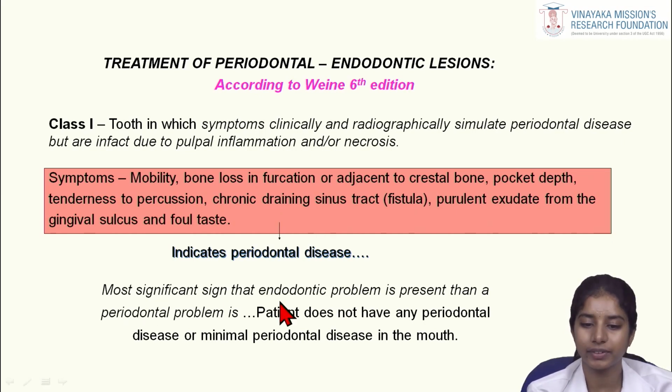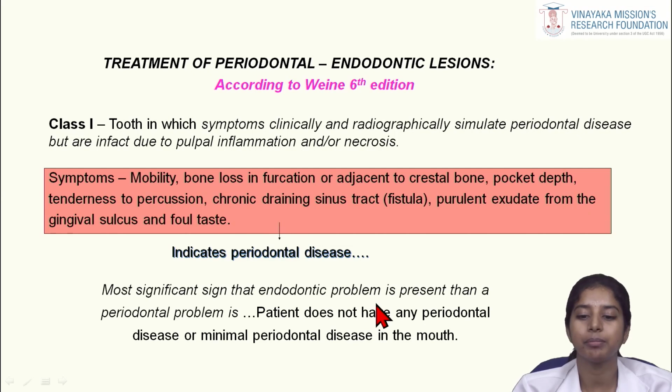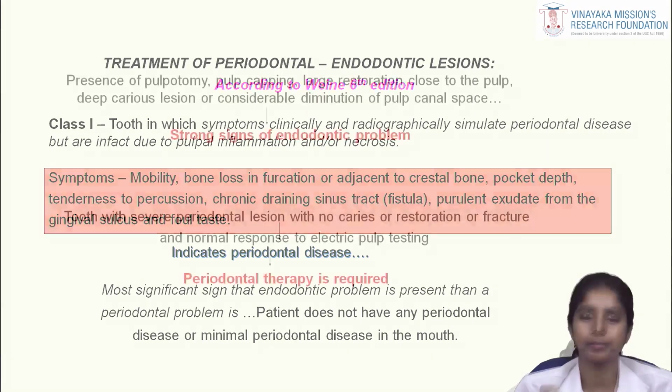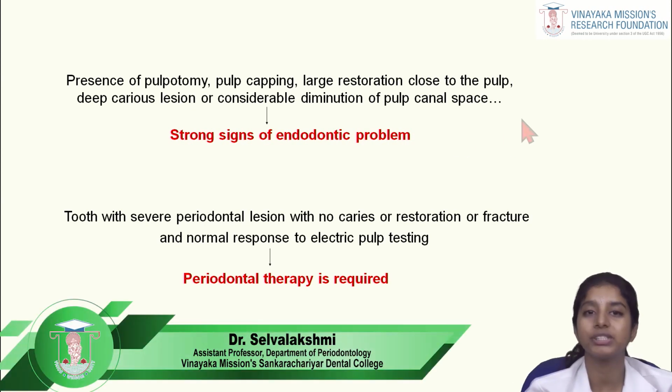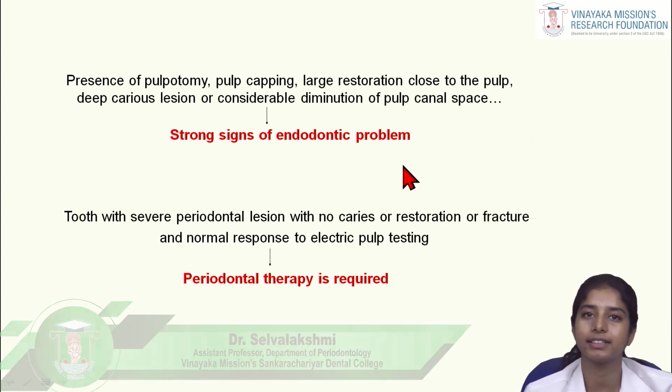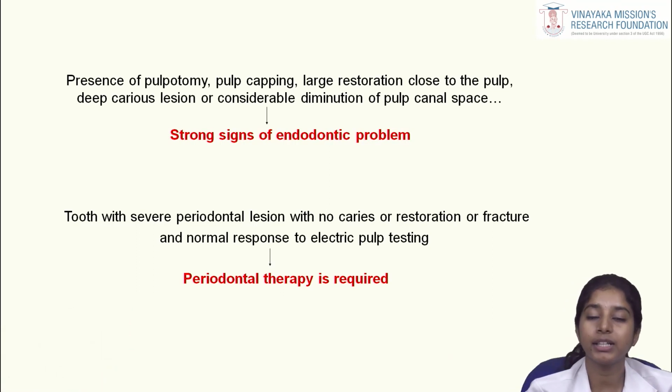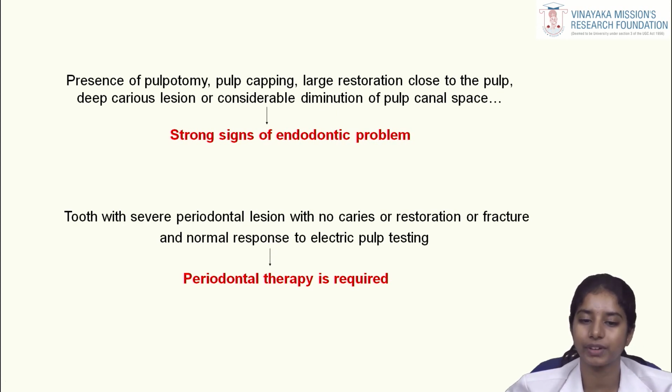But the most significant sign that an endodontic problem is present rather than a periodontal problem is that the patient won't have any periodontal disease or only has minimal periodontal disease in the mouth. The presence of pulpotomy, pulp capping, a large restoration close to the pulp, a deep carious lesion or considerable diminution of the pulp canal space are strong signs that an endodontic problem is present rather than a perio disease. But in a tooth with a severe periodontal lesion with no caries, no restoration or no fracture, and the tooth shows a normal response to electric pulp testing, then periodontal therapy is required.